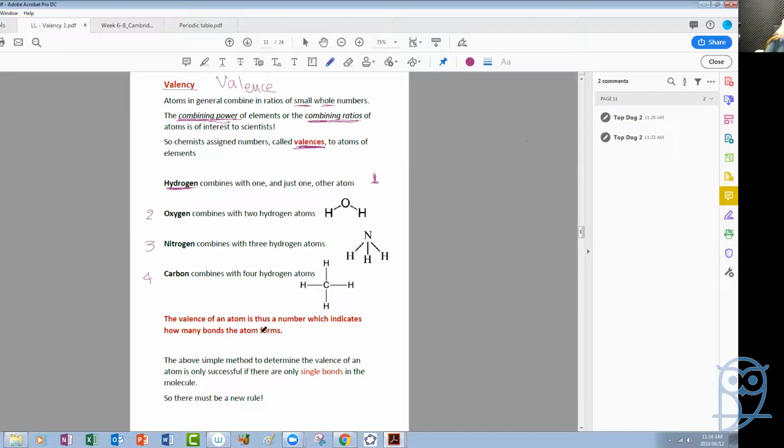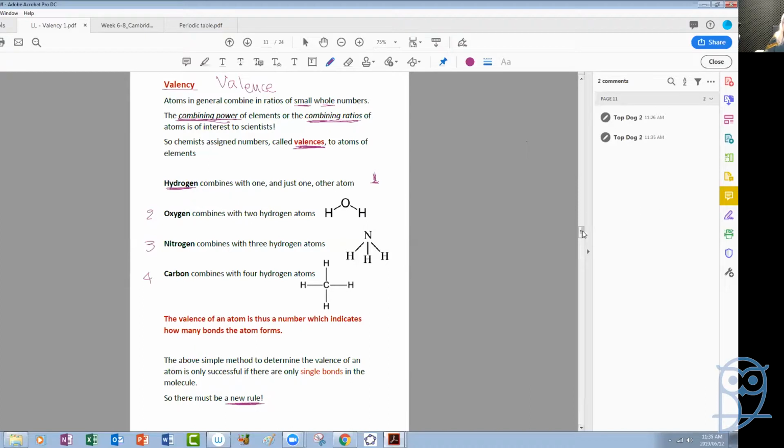Now, the truth is that this system of assigning these valencies to atoms sounds a little bit simplistic to us in our days, because it applies only if the atoms form single bonds with other atoms, which we know is not true. So obviously there is a need for a new rule, especially later on in the early 20th century, with the discovery of the electron as well, and more insight into how atoms combined.